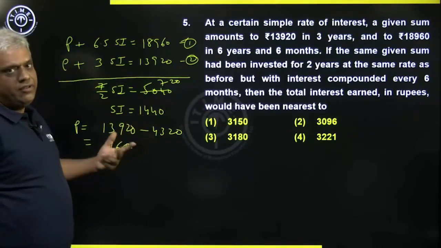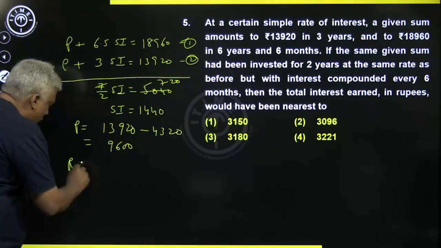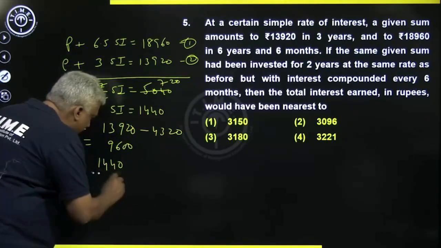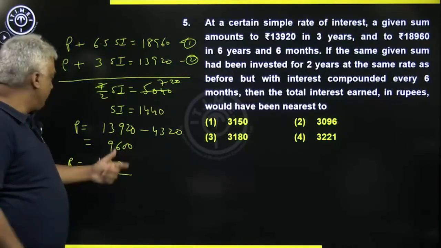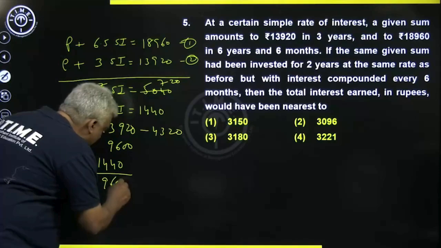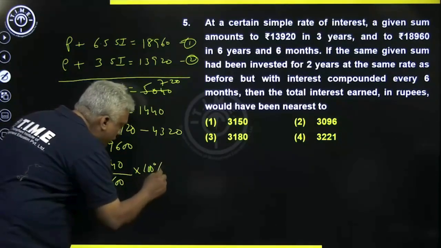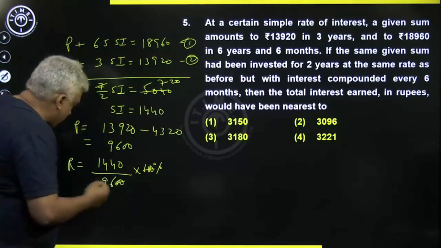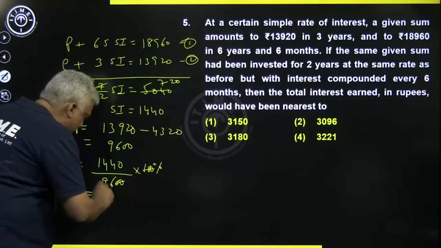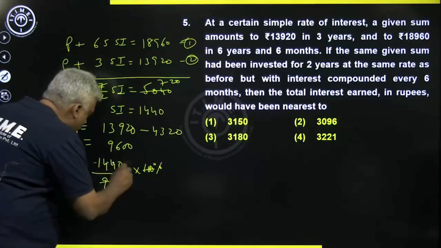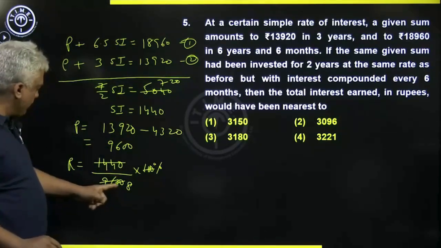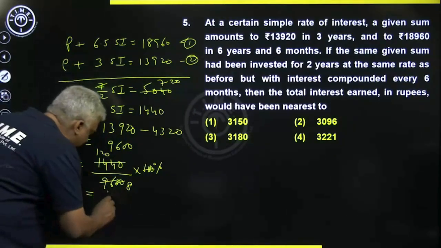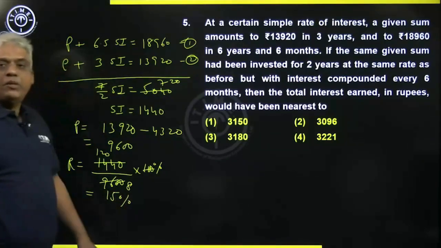We also got the SI, so we can find the rate also. So what is the rate? Interest in 1 year is 1440 on 9600. So 1440 by 9600 into 100% will give us the rate of interest. The 20 got cancelled. Now I can cancel by 12: 12 8s are 96, 12 12s are 144. So this is 120, and this will go 15 times. So the rate of interest is 15% per annum.